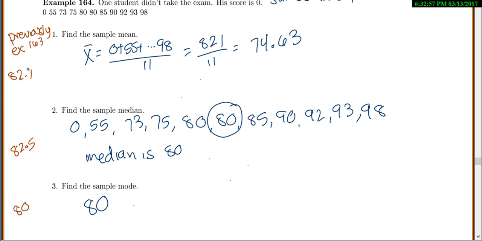When I added in the 0, my average went from 82.1 to 74.6. That's a big drop, right? That makes it look like the class did much worse than they really did. The median went from 82.5 to 80. So it did change, but did it change as much? It didn't change very much. The mode didn't change at all.